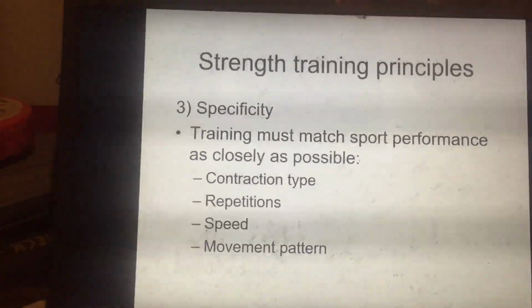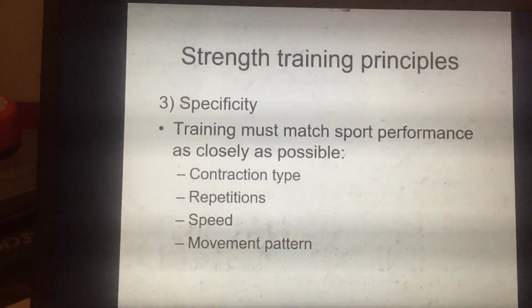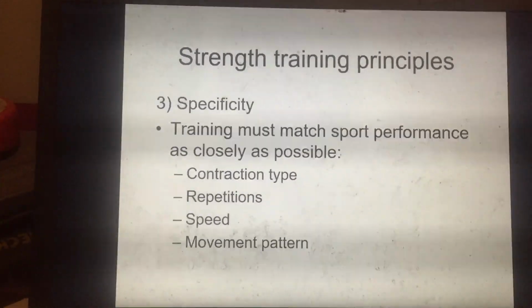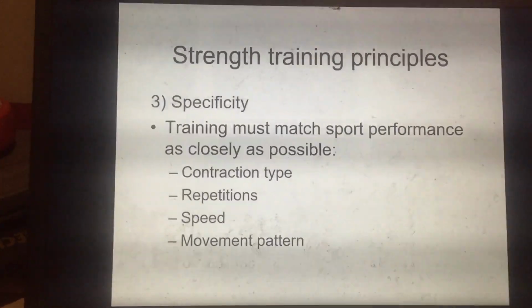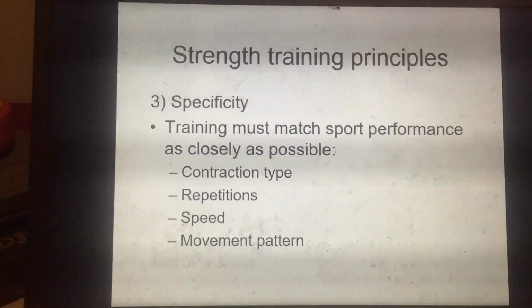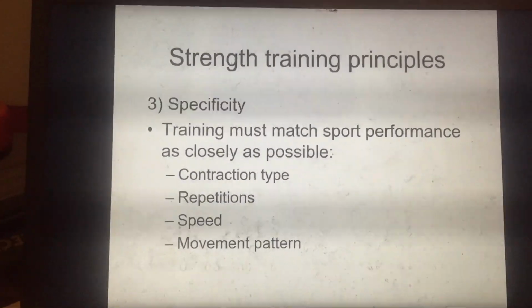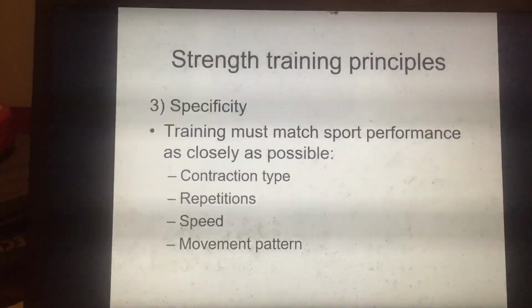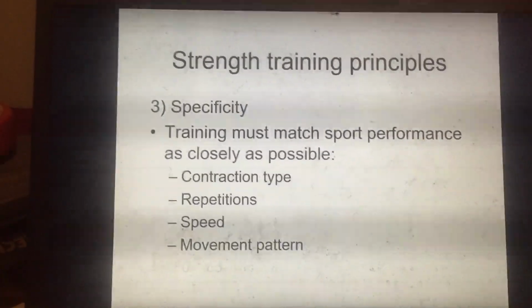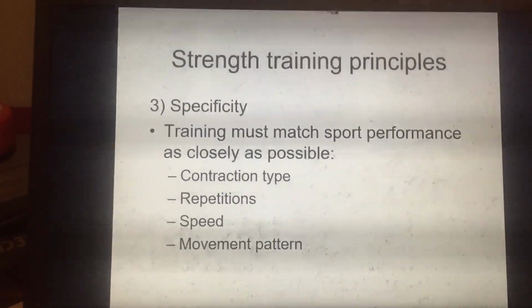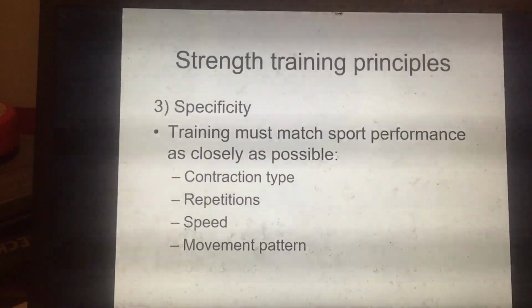This is the third strength training principle, specificity. So specificity states that training must match sport performance as closely as possible. So this includes contraction type, repetition, speed, or movement pattern. This is almost the exact opposite of variety. So you're trying to make your movements as specific as possible to your sport situation.